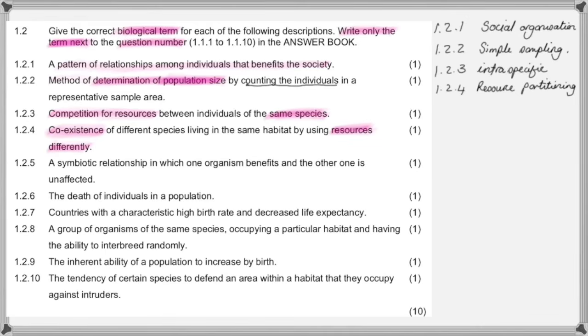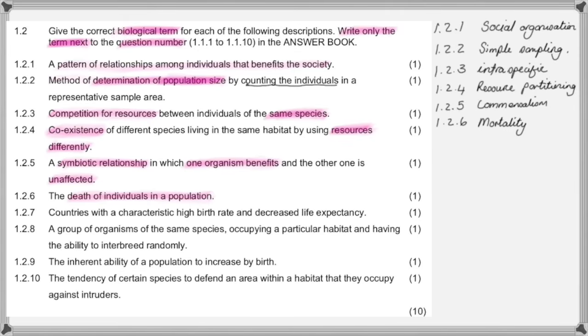1.2.5, a symbiotic relationship in which one organism benefits and the other one is unaffected. Also very similar to a question we had to answer previously, and our symbiosis here we're looking at being the commensalism. 1.2.6, the death of individuals in a population. One word describes this, and that is mortality.